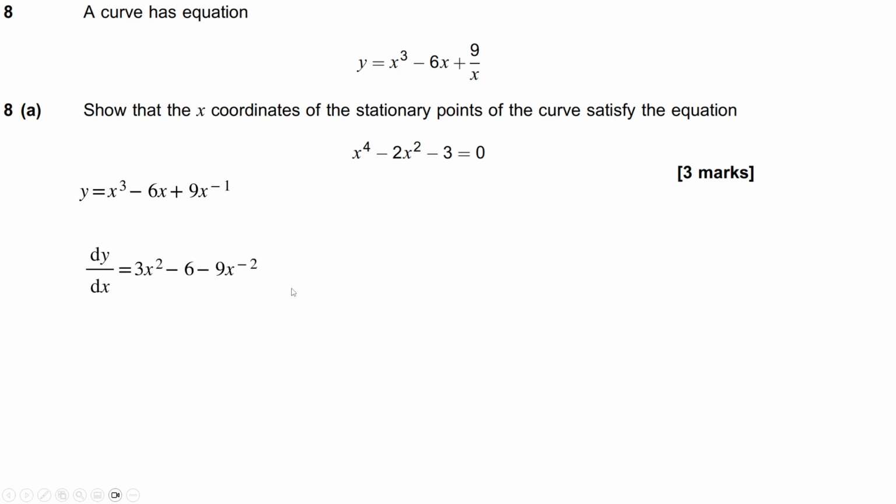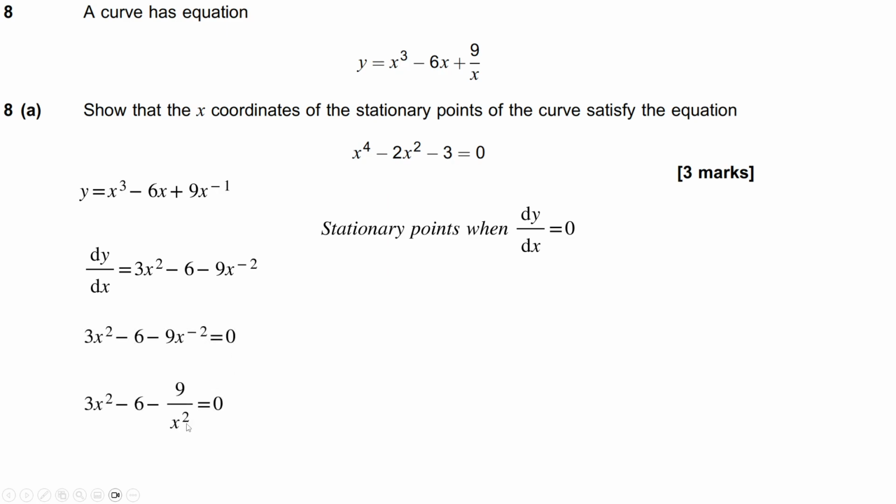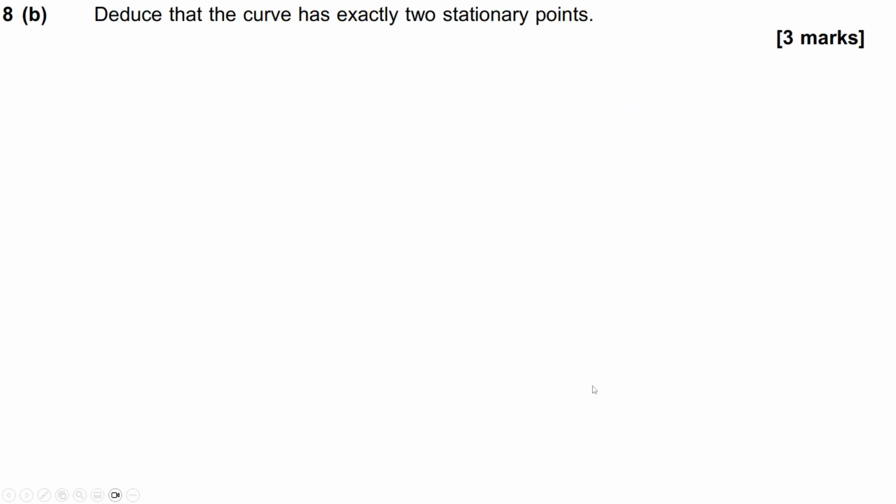Okay, stationary points occur when dy by dx equals 0, when the gradient is 0. So set that equal to 0. I'm going to write this like this, and then I'm going to multiply by x squared on both sides, because we've got an x to the 4, and we can make an x to the 4 by doing that, and then divide by 3 on both sides to get what they want.